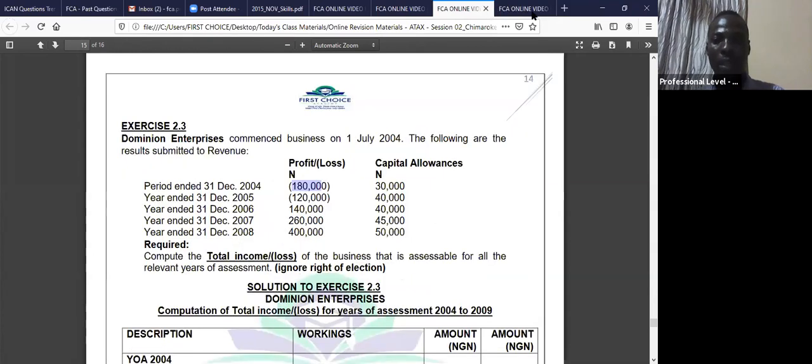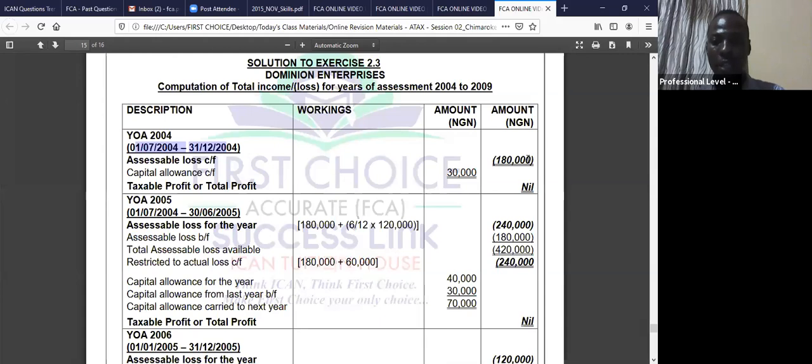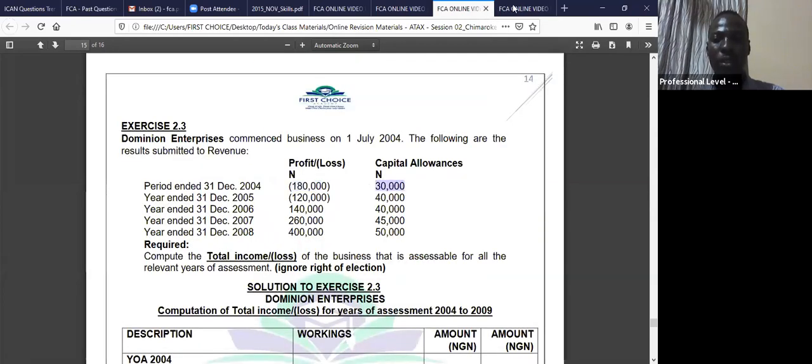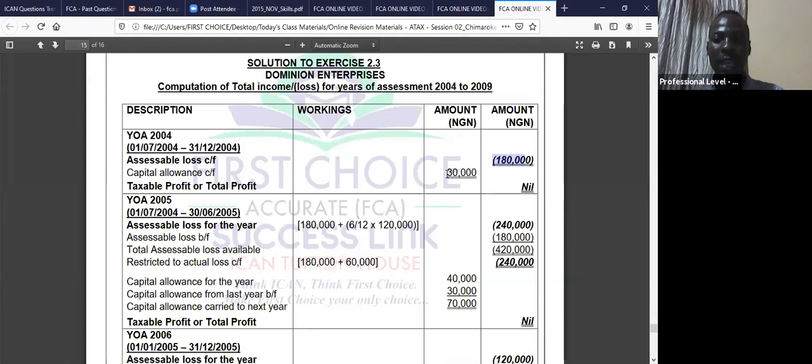Okay, 180. Here it is. This is your 180 here. Fine. Now your capital allowance, you were given as 30,000. So this capital allowance cannot be used to claim a loss. It means that we are going to carry this capital allowance forward to next year. We're also carrying this loss forward to next year. Now, when we get to the next year, what happened? You see, for basis period, it's still taken from the same period for 12 months.